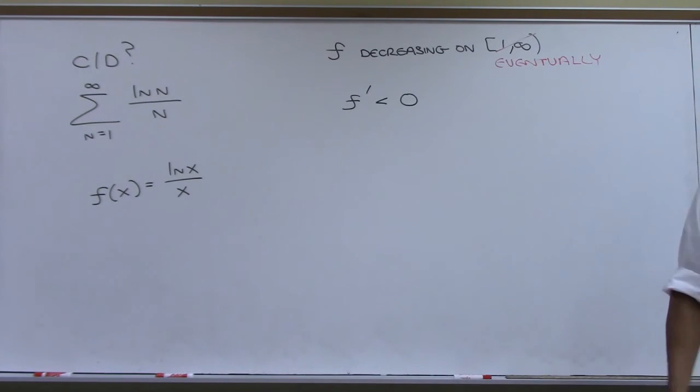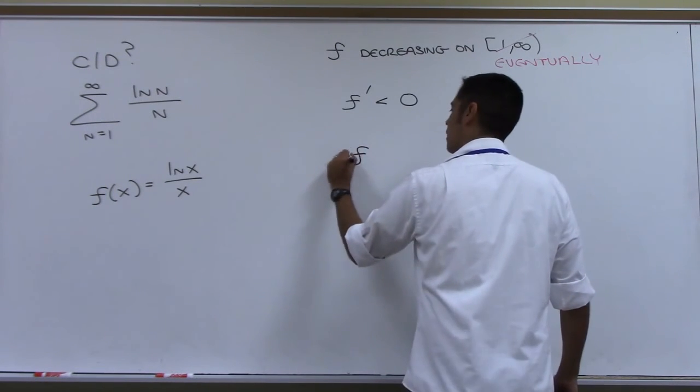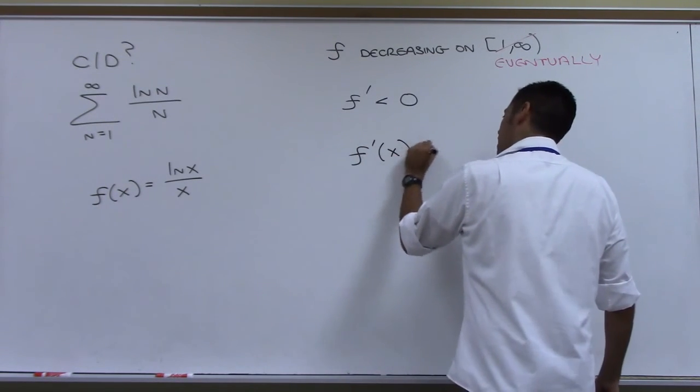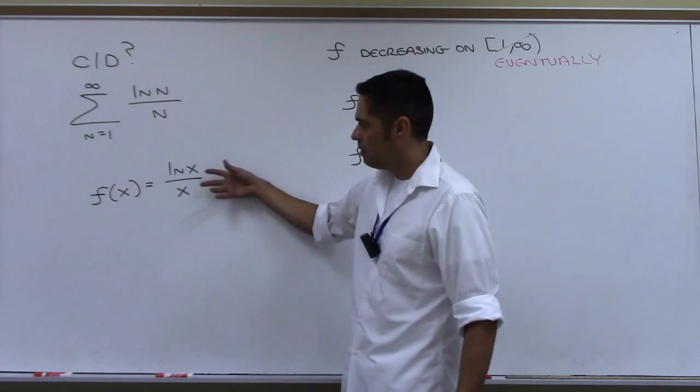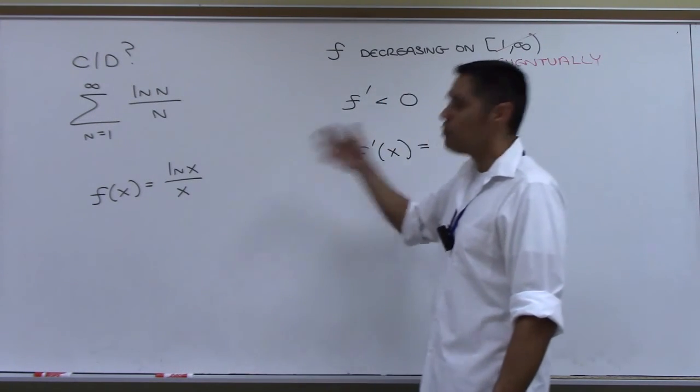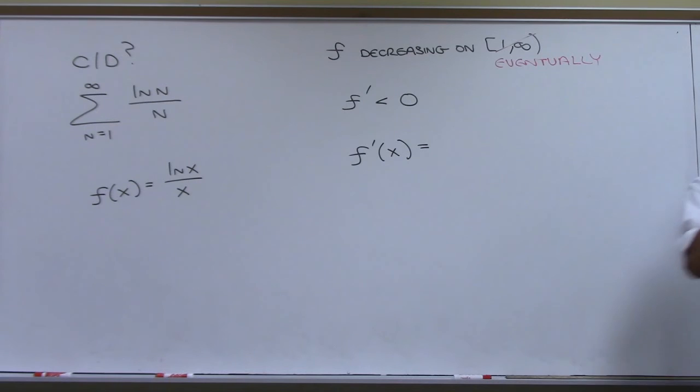Okay, so that means we have to take the derivative of the function. What's the derivative of the function? Well, guess what you're going to have to do for that? Quotient rule. The quotient rule.